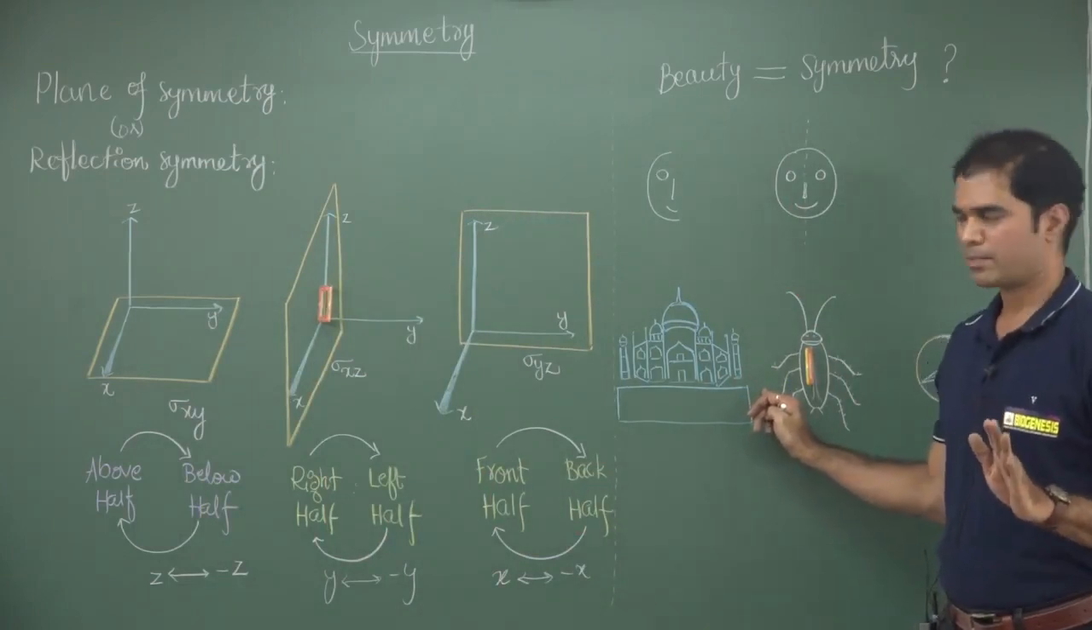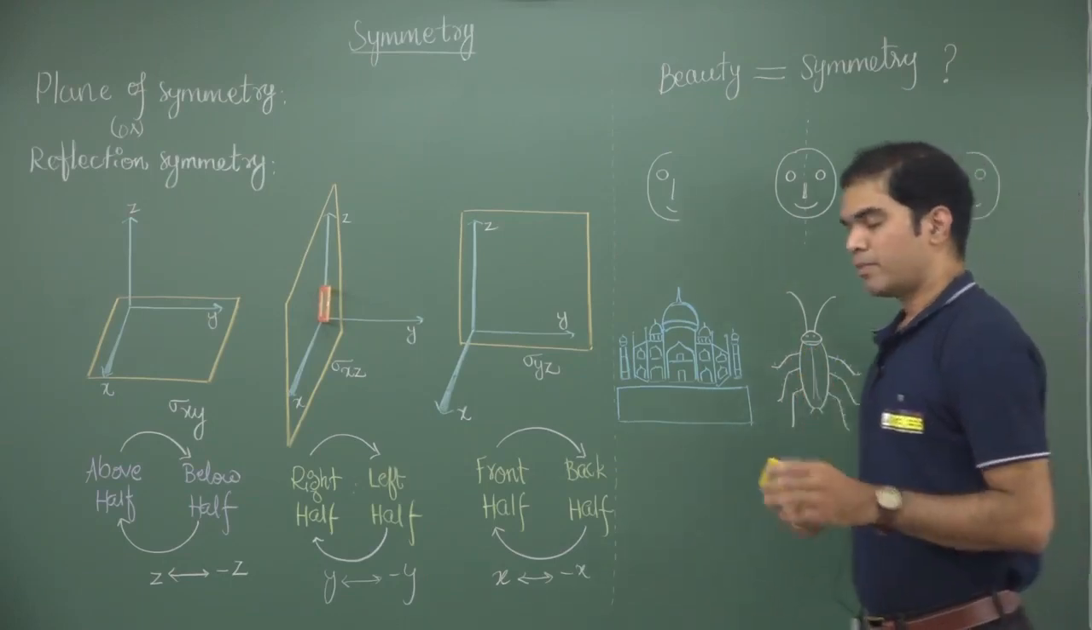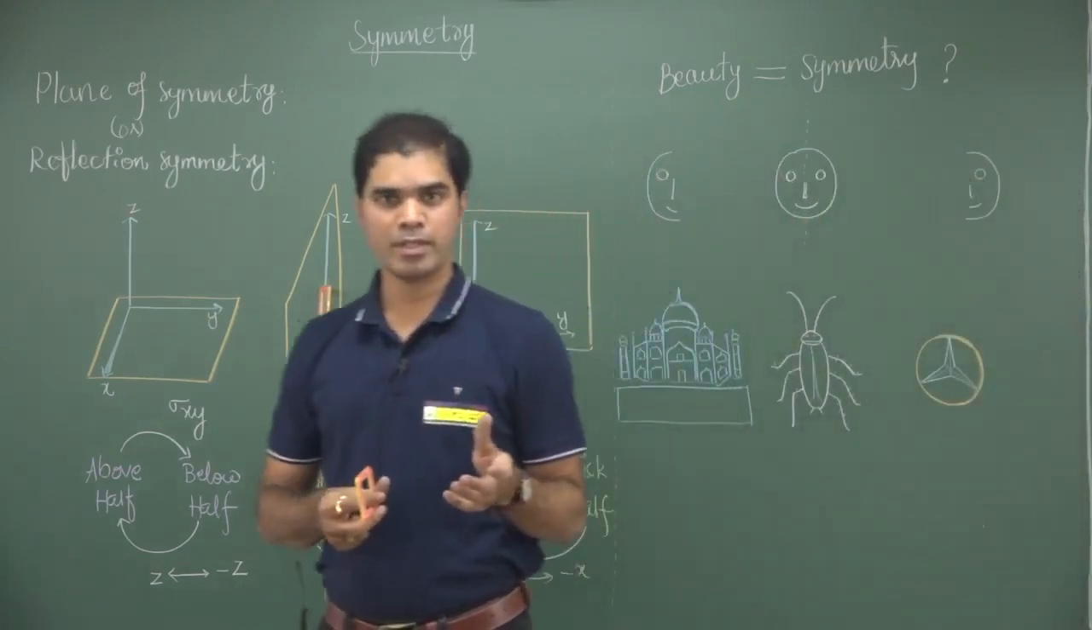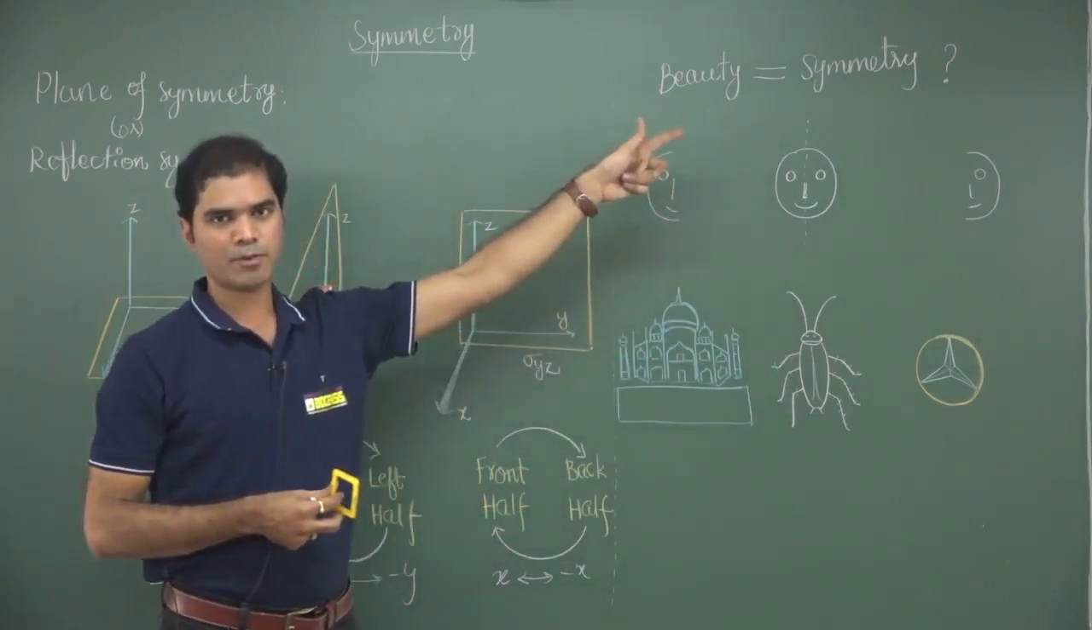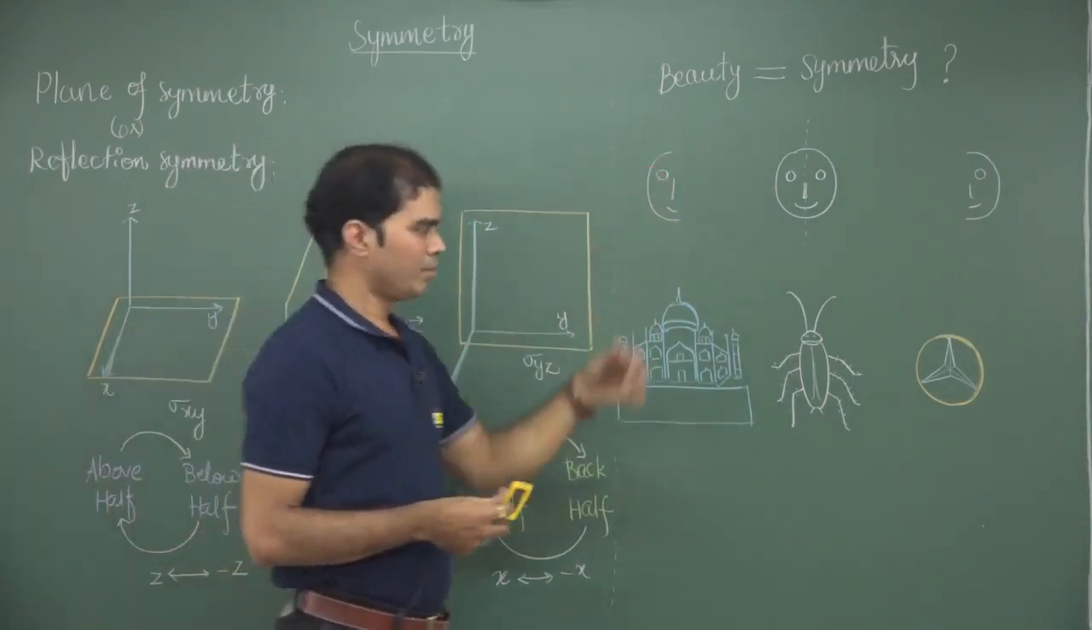Some of you may say so. But from a symmetry point of view, we have to say that a cockroach looks very beautiful because it is symmetrically constructed from outside. Let me take a logo.